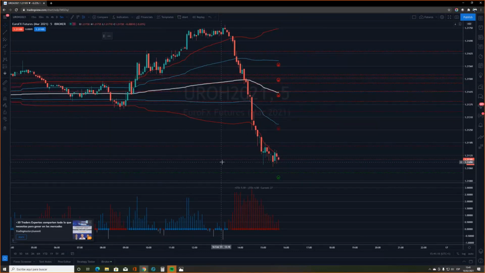As you can see in this chart, I have a 5-minute chart. I like to trade very short term because, think about it.